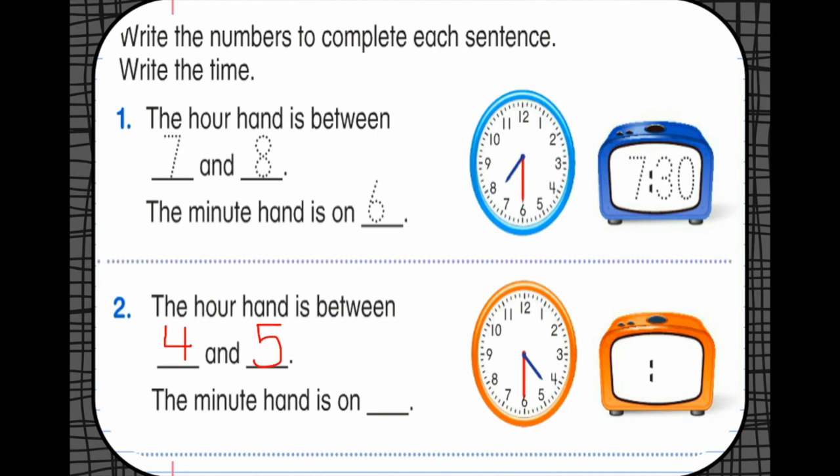Now we have to look at the red minute hand. The red minute hand is on the 6. We know that when it lands on the 6, that means it has been a half hour. So I'm still within the 4 o'clock hour, but I'm 30 minutes in. So the time is 4:30 on this clock.